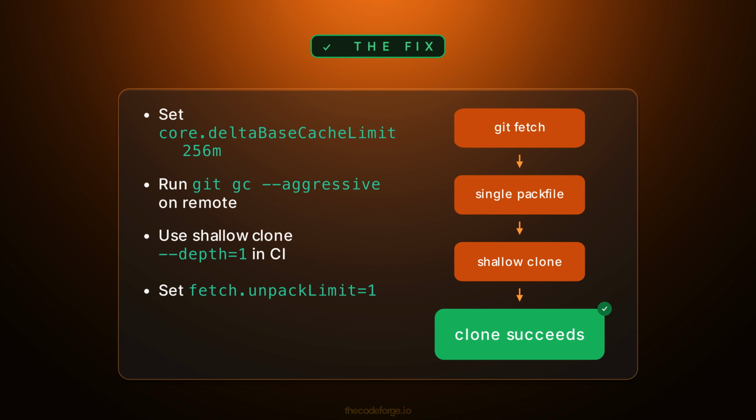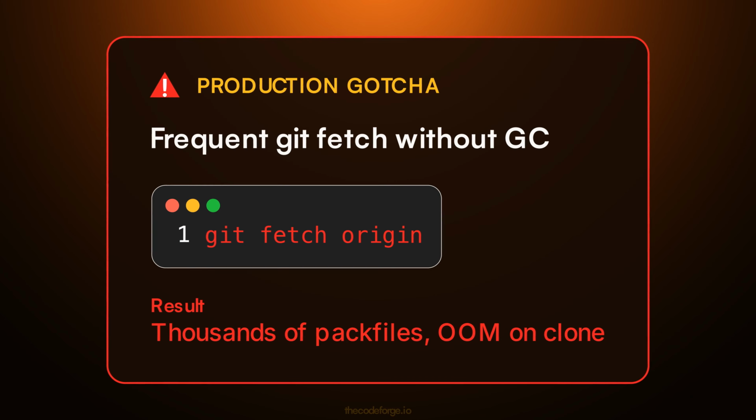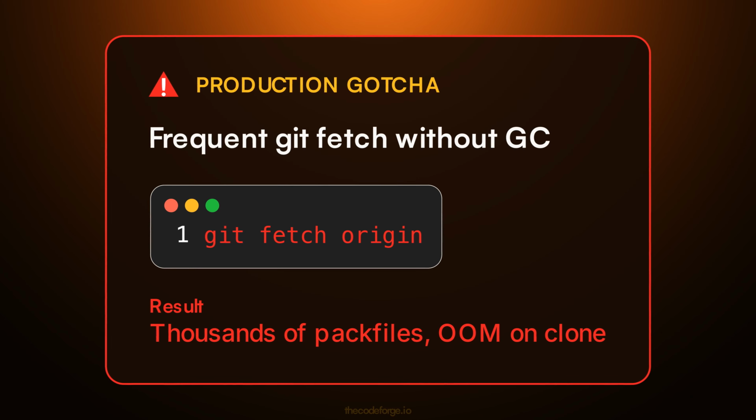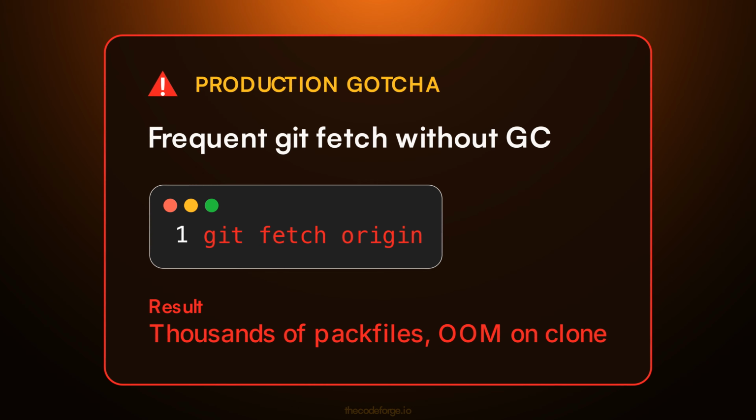This resolved the OOM and prevented recurrence. This is the incident from the hook. Frequent git fetch without git gc caused thousands of packfiles to accumulate. During clone, all pack indexes were loaded into memory, causing OOM. The fix is to run periodic gc and use shallow clones in CI.